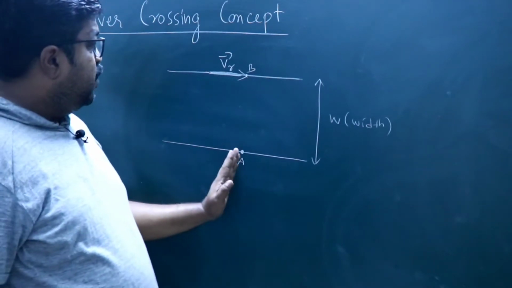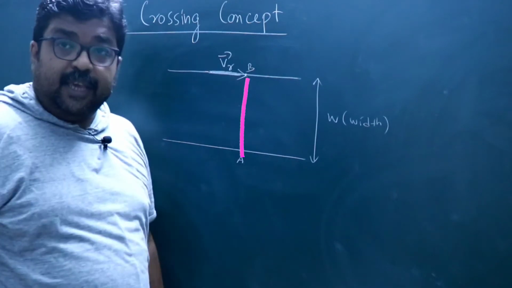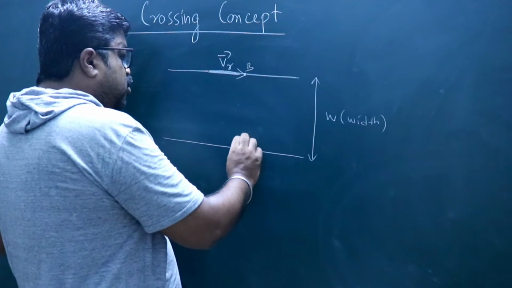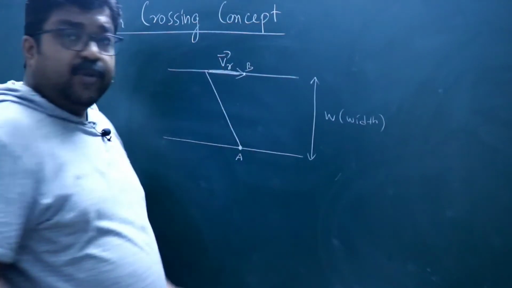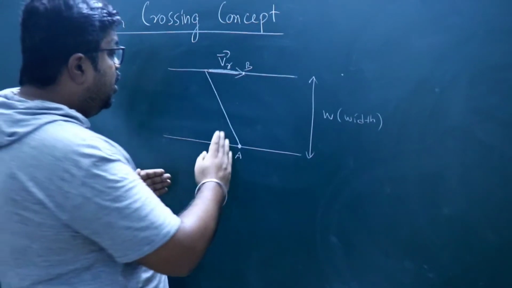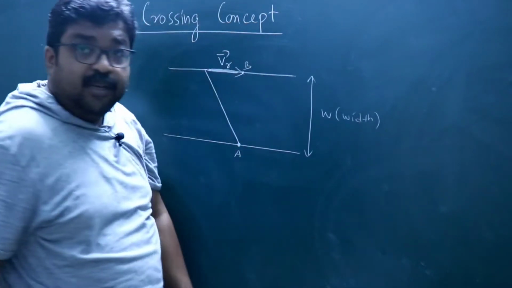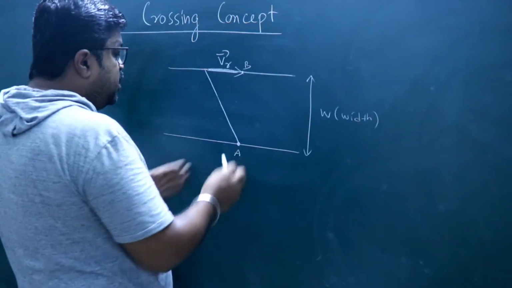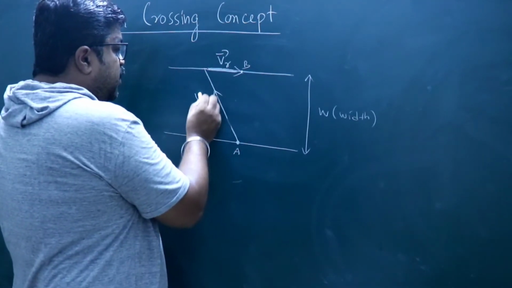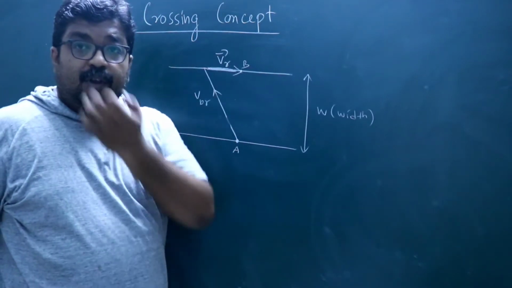Now obviously if you have to cross this river and B is opposite to point A, then if the river is flowing in this direction, you need to go in this direction. If you are traveling in a boat, or if you are swimming, then you need to go in this direction so that the river flow will take you to the point B. So with respect to the river, the boat will be going this direction. This is velocity of boat with respect to river, or this is also the direction of velocity of swimmer with respect to river.